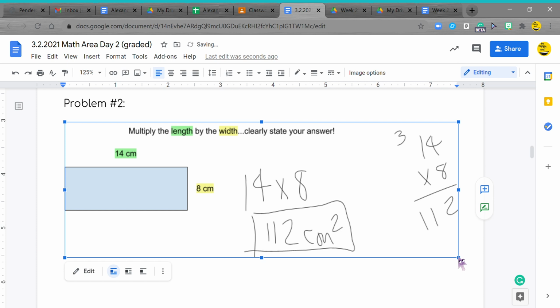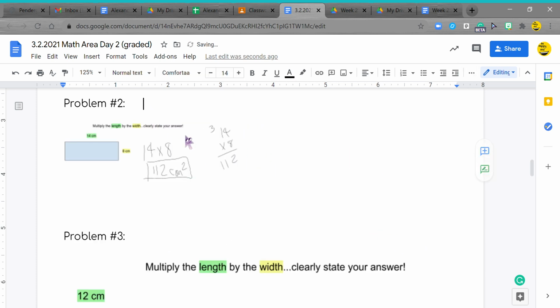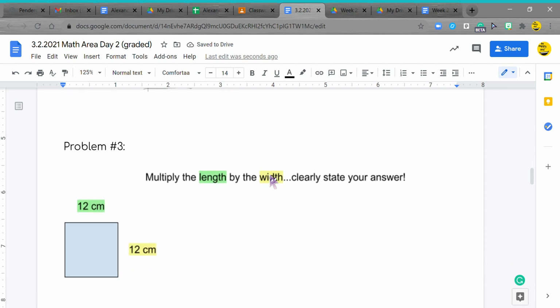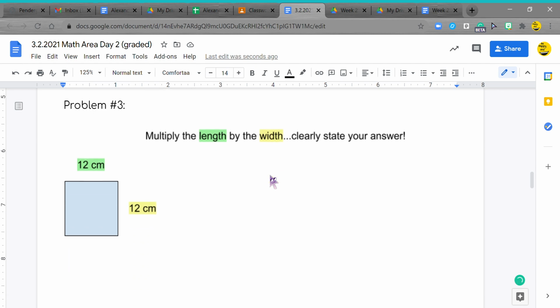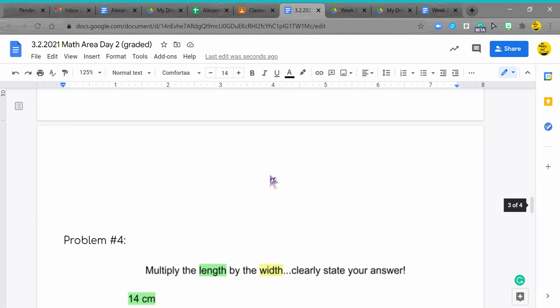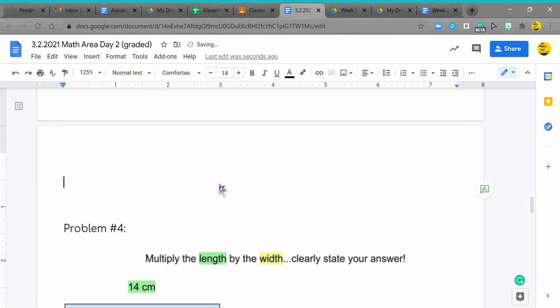And just so that you can see it, I'm doing the exact same up here. 14 times 8 equals 112, Control V. So this is how the area goes, length times width. This is the formula you need to remember. There are a few more problems.